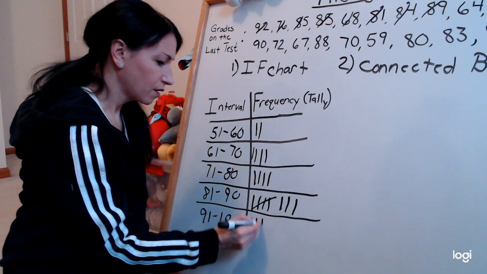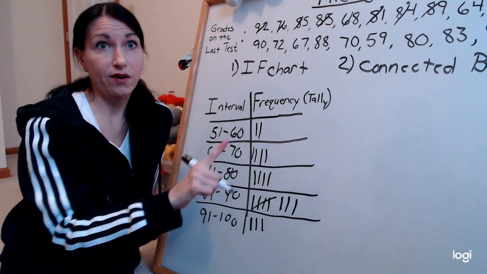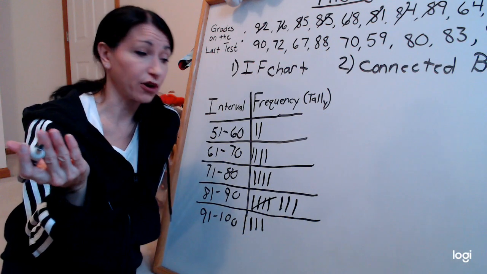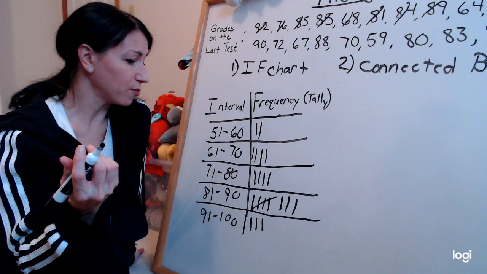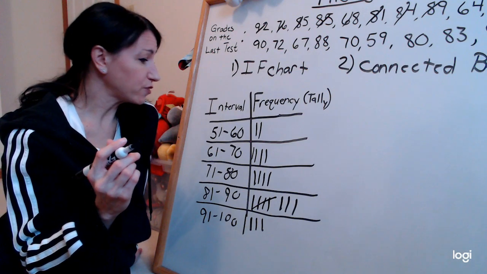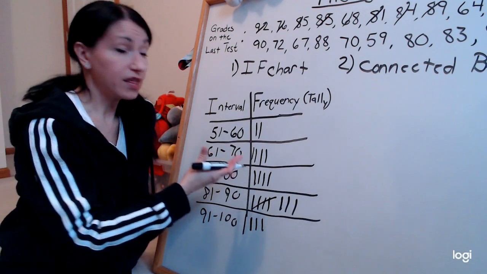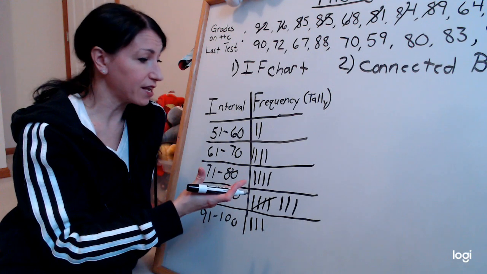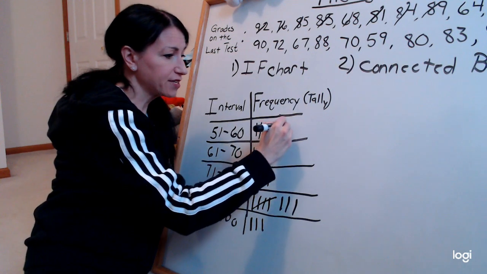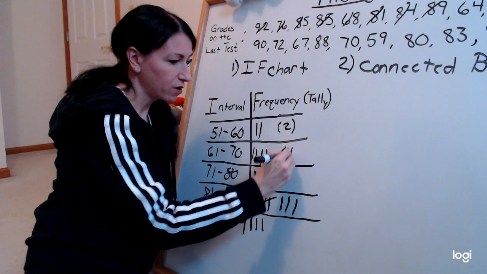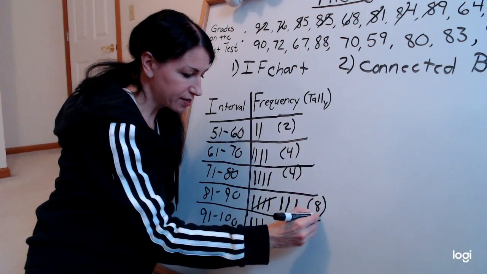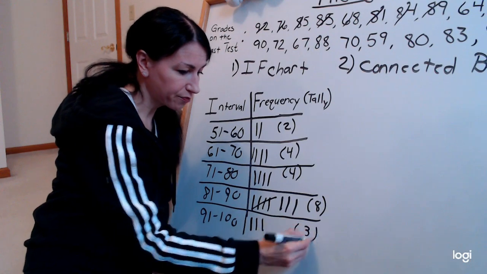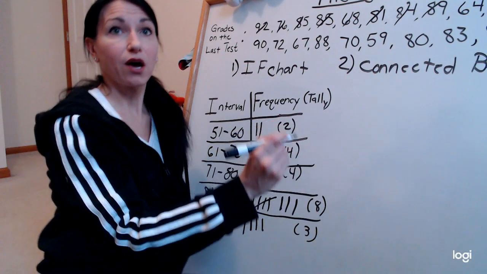96. Now, normally I'd cross all those out as I go, but since I have a helper here, I didn't have to because he helped me out. Go me. Yes, go Andrew. So, and then this is what we graph in our histogram. We count our tallies. We have 2, 4, 4, 8, and 3.